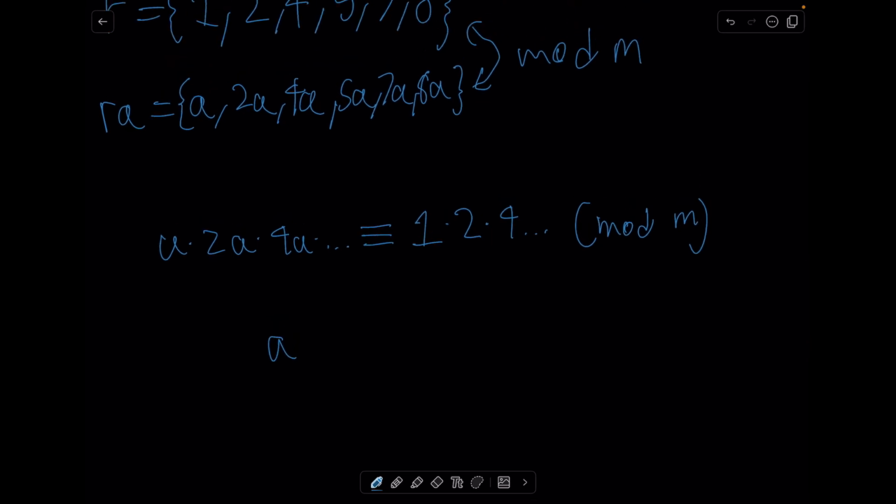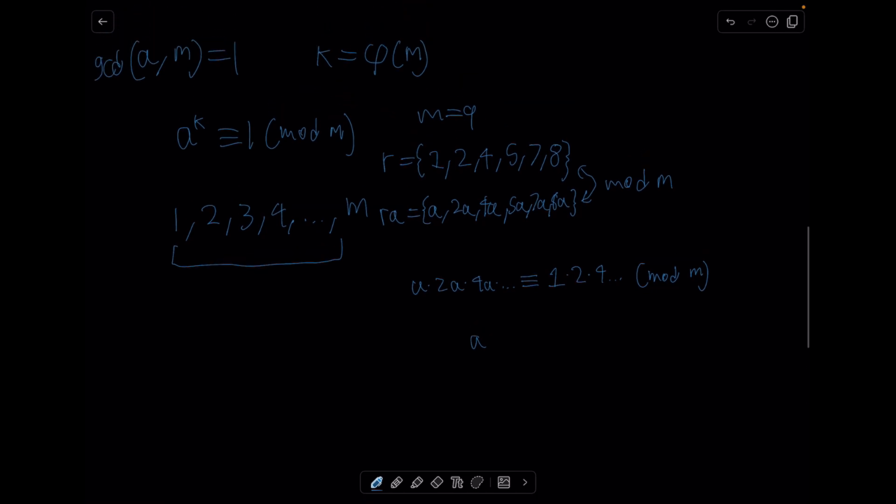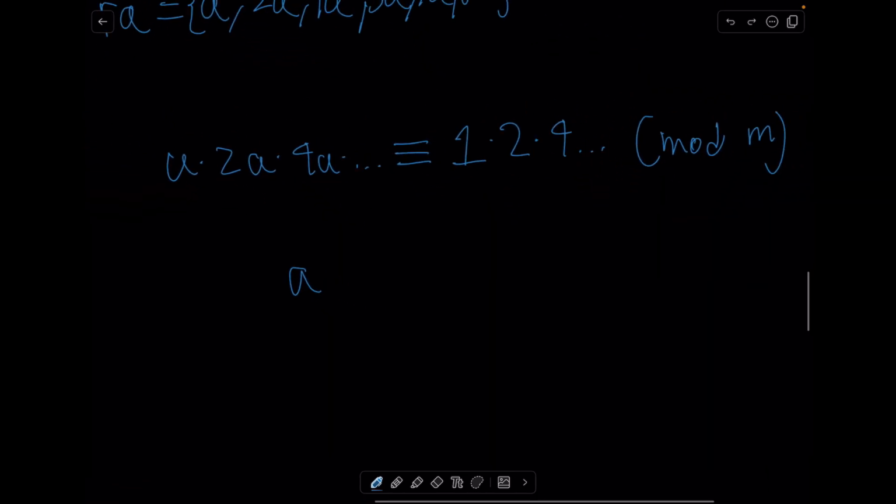Well, what power is that? That's just the size of R. And the size of R is what's defined as the phi of m. So we just have a to the phi of m is congruent to, well, since we divided all of this out, we'll get 1 mod m.